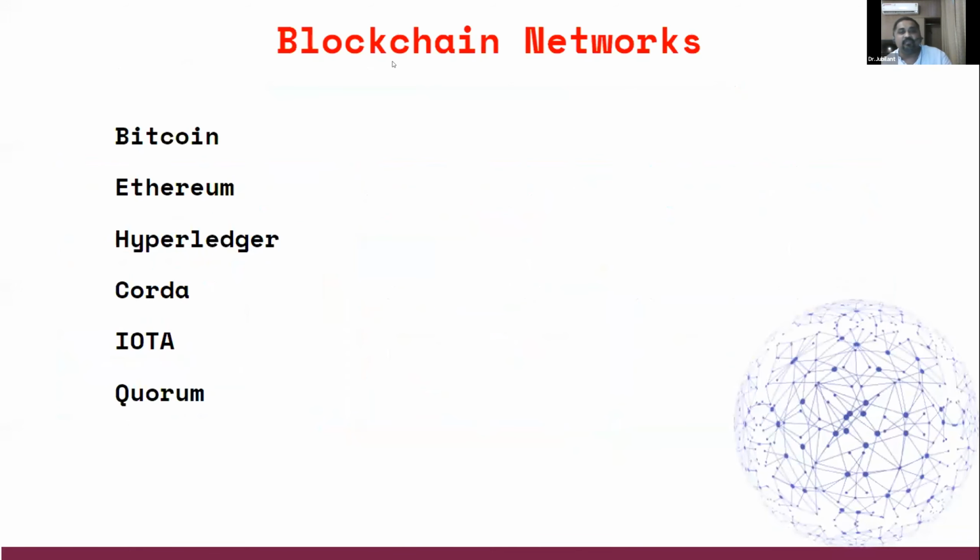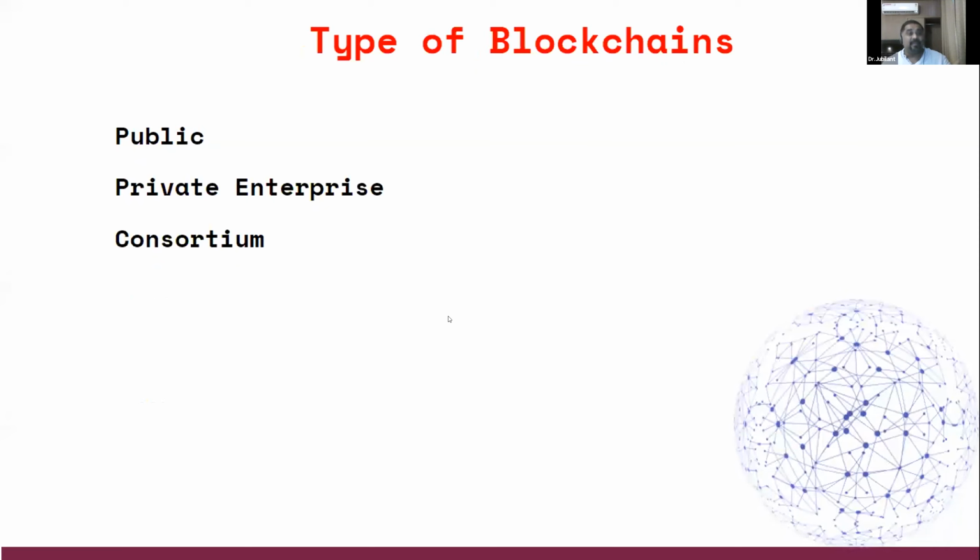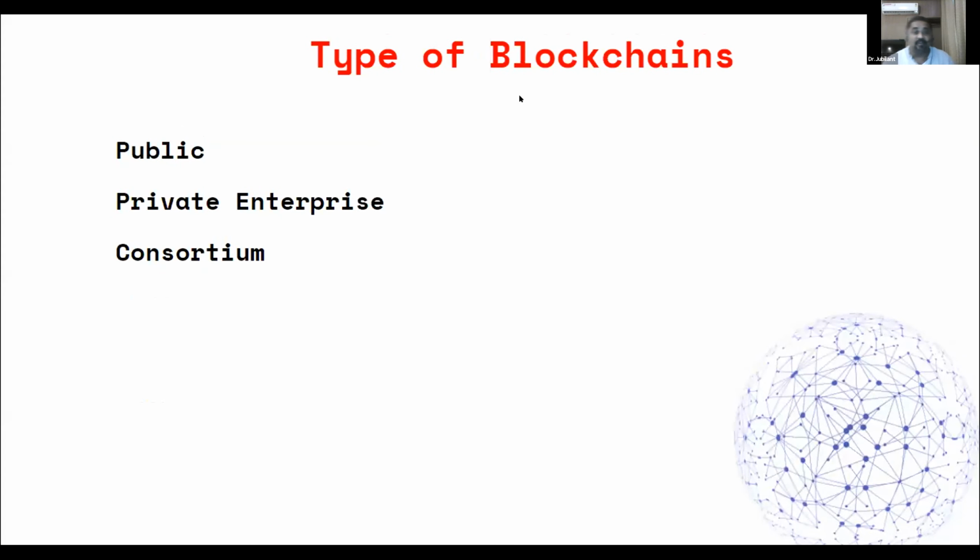And there are various blockchain networks available like Bitcoin, Ethereum, Hyperledger, Corda, IOTA, to name a few. And there are also three types of blockchains: public, private, and consortium blockchains. Public is similar to Bitcoin. Anybody who has a wallet can be involved in it.